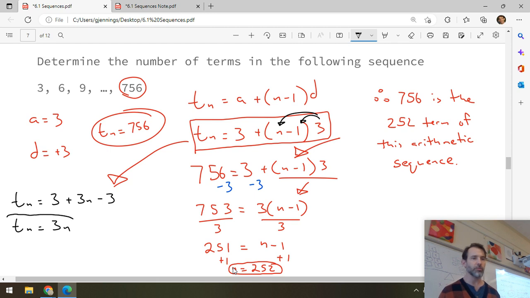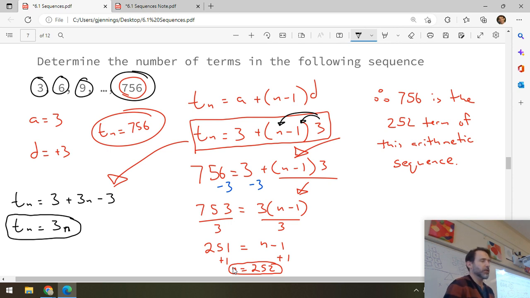And this is still an arithmetic sequence. It's just been simplified so that if I put in 1 for n, I get the first term. If I put in 2 for n, that's just 3 times 2, 3 times 3, and so on. That's 3 times some number. Divide that by 3 and you have your answer. It's 252. I know, it's very exciting stuff.